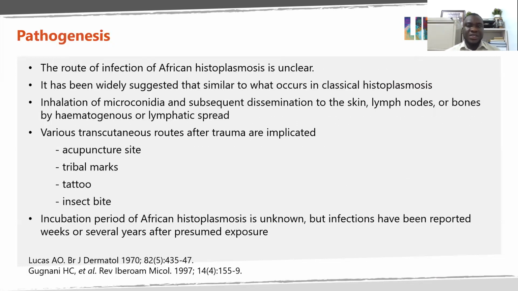The pathogenesis is not really studied, and the current data is scanty. But it's believed to share a similar infection route with that of classical histoplasmosis. So the microconidia are inhaled and then subsequently spread via hematogenous and lymphatic spread to the lymph nodes, the skin and the bones, where the lesions then tend to develop. But various forms have been considered for transcutaneous routes after trauma through acupuncture sites, tribal marks, tattoos, and insect bites. The incubation period is not known, and cases have been diagnosed weeks and even several years, as long as 40 years after presumed exposure. So it's difficult to define a proper incubation period for African histoplasmosis.